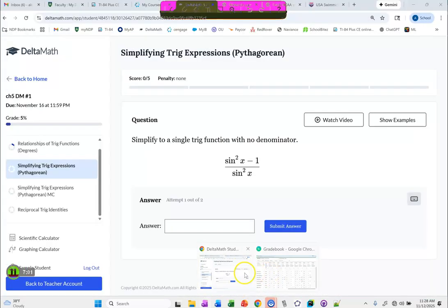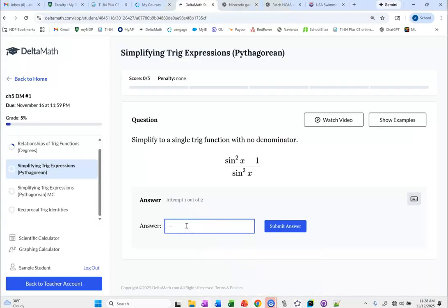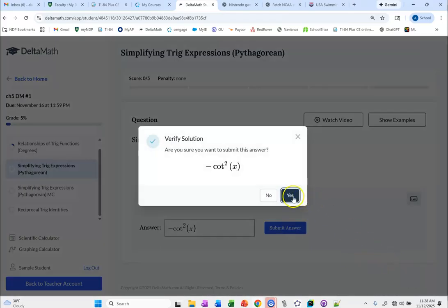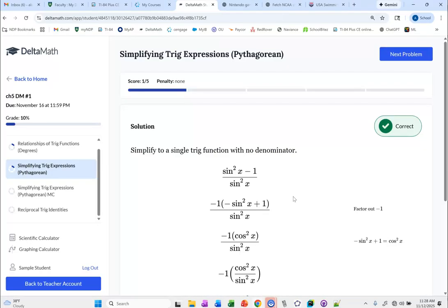And where do we go? Back to you guys. So I would do negative cotangent squared x. And it says correct.